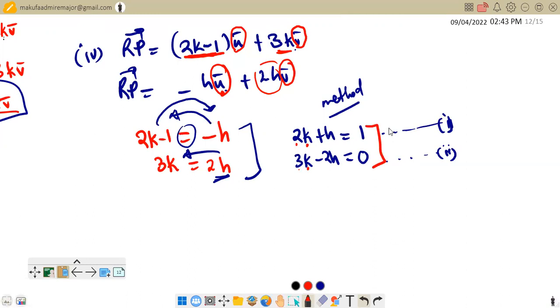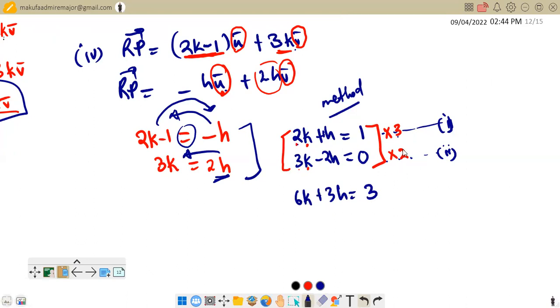So these are the ones that I'm going to multiply with. Multiply on top by 3, multiply on the bottom by 2. You just interchange these two, okay? So it means you're multiplying everything by 3 on top. So 3 is going to multiply everything, that's 3 times 2, which is 6k. 3 times h is same as 1h, so it's going to give us 3h is equal to 3 times 1, which is 3, okay?